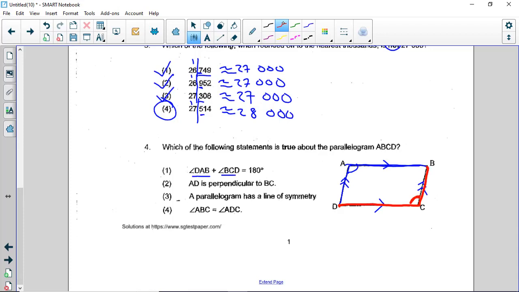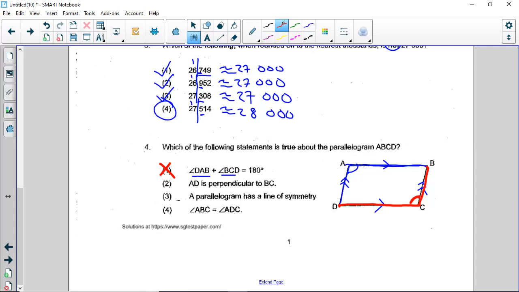Well, if you look carefully, you can see that the blue angle is obtuse, more than 90, and the red angle is also more than 90. So when you add together, it cannot be 180. It has to be more than 180 degrees already. So that's not true, because the blue and the red add together has to be more than 180.